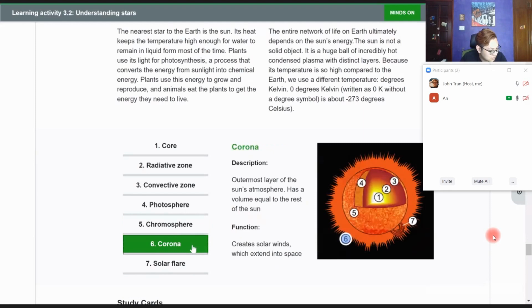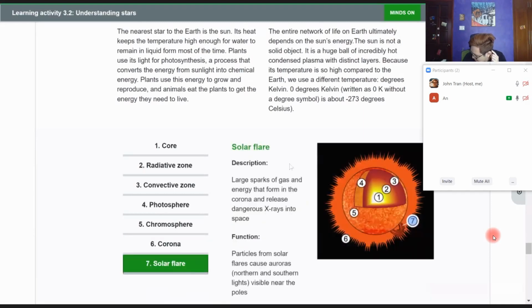6. Corona. The outermost layer of the sun's atmosphere, with a volume equal to the rest of the sun. Function: create solar wind, which extends into space. Solar flare: a large spark of gas and energy that forms in the corona and releases dangerous X-rays into space. Particles from solar flares cause auroras, the northern and southern lights, visible near the poles.